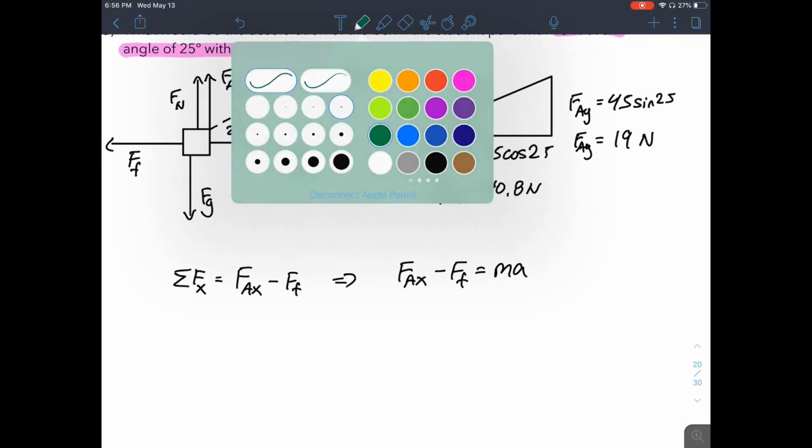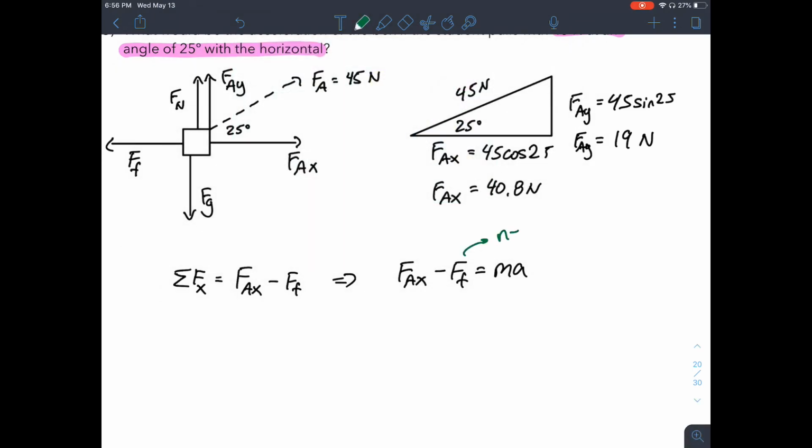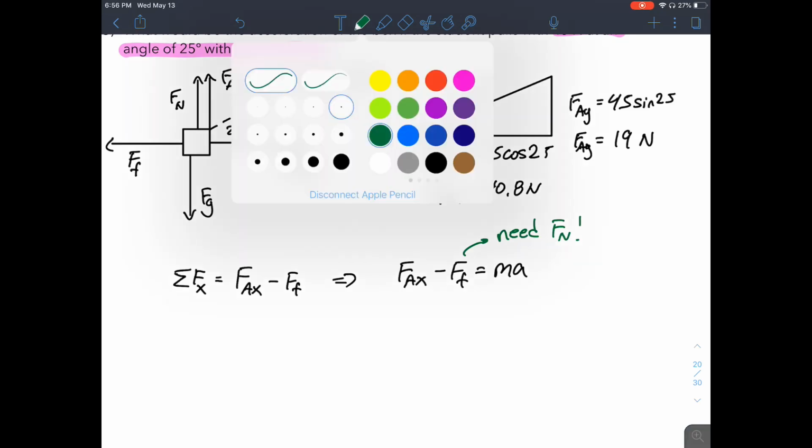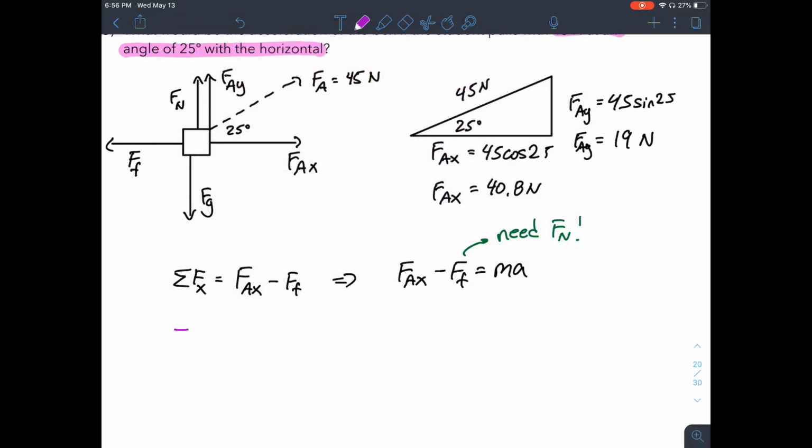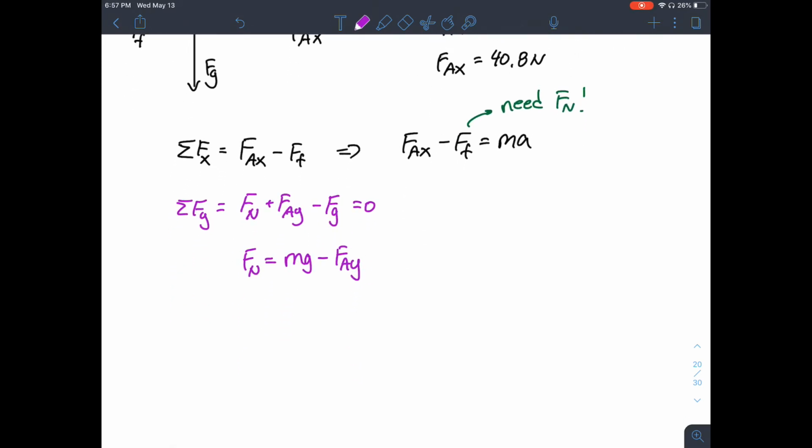Now, we need this force of friction. In order to find the force of friction, we need Fn. So we need to go and look at our y component. I'll do it in purple over here. The sum of the forces in the y direction, that's going to be Fn plus Fay minus the force of gravity. All that's going to equal 0 because this box isn't being lifted up, which means our normal force is now going to be this force of gravity, mg, minus our applied force in the y direction.